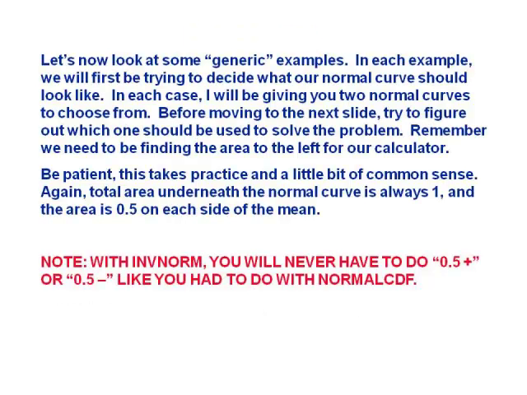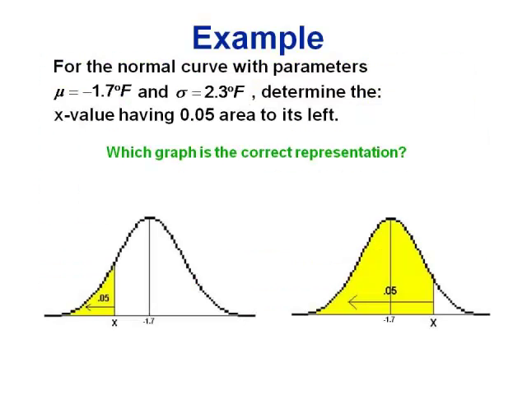So we're going to look at some generic examples to kind of get an idea how this all works. Do keep in mind that we know that half of the curve is 0.5. You won't actually use that in any of the calculations though. It'll help you draw your picture, but with inverse norm you will not have to do any of the 0.5 plus or 0.5 minus that we had to do when we were finding the probabilities. So for example, we can use the idea of 0.5 just to get our picture right.